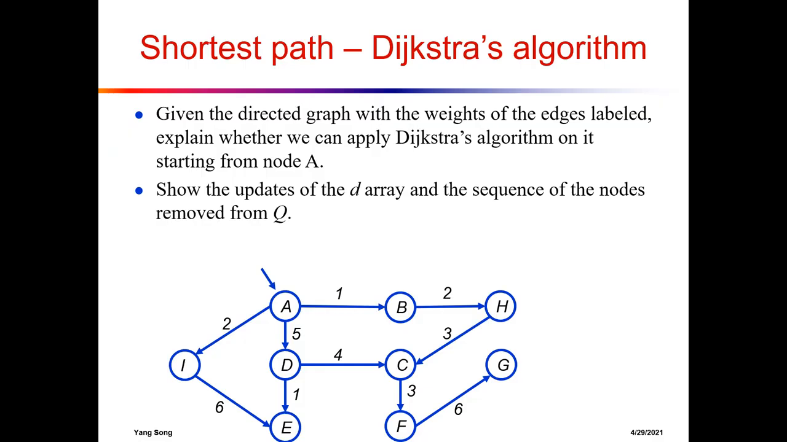Number one, you have to justify why this graph is doable using Dijkstra's algorithm. And number two, you want to show the updates of the D array and then the sequence of the nodes removed from the queue.